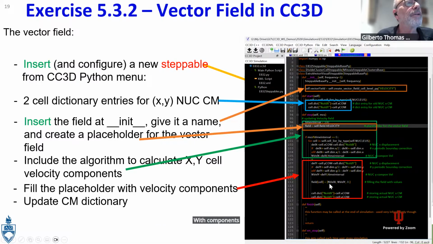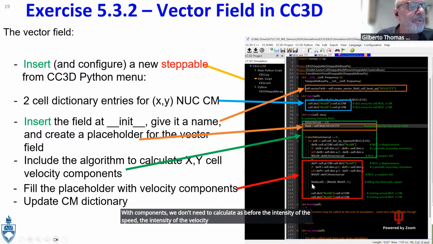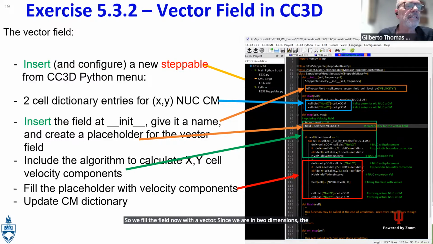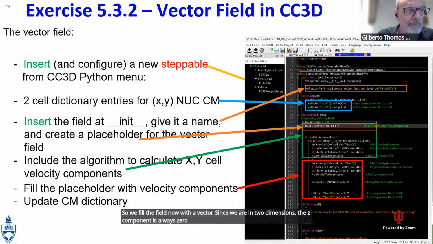We don't need to calculate, as before, the intensity of the velocity. We are going to put in the vector field the components of the velocity. N val x, component x of the velocity, n val y, component y of the velocity. So we fill the field now with a vector. Since we are in 2 dimensions, the z component is always 0. But you have to put it here.